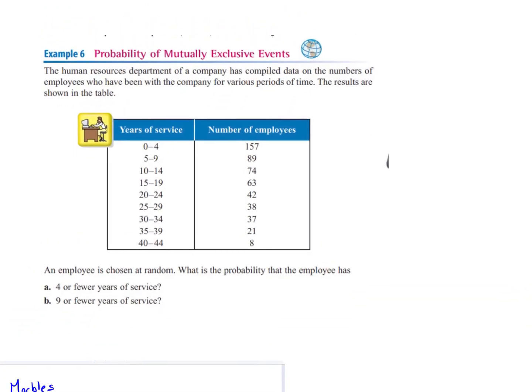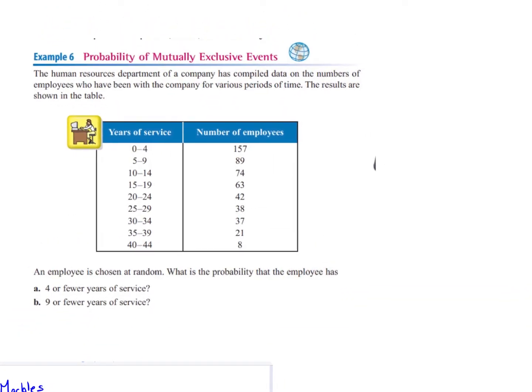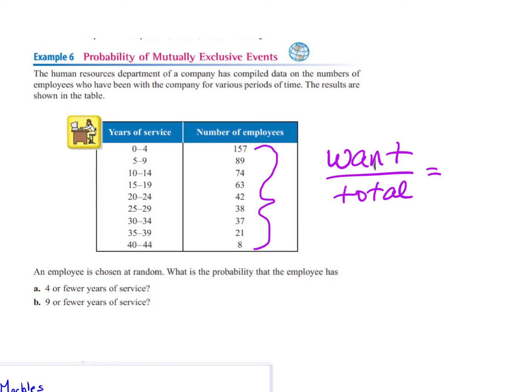All right, look at this example. Go to 6. These are easy. These are super easy, guys. The human resource department of a company has compiled data on the numbers of employees. Here's a chart. First of all, probability is whatever you want over the total. So, guys, what do you think you should do first when you have a question like this? Find the total. It'd be easiest to do. How do you find the total of these employees? You add them all up.